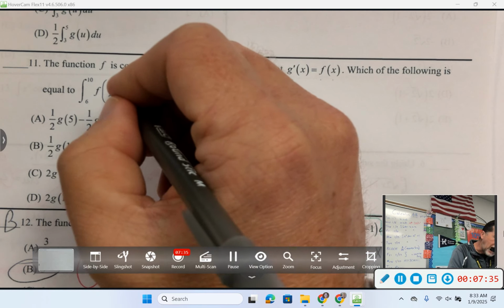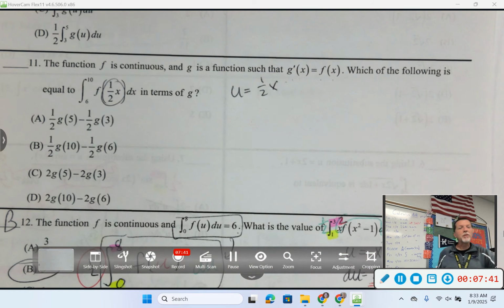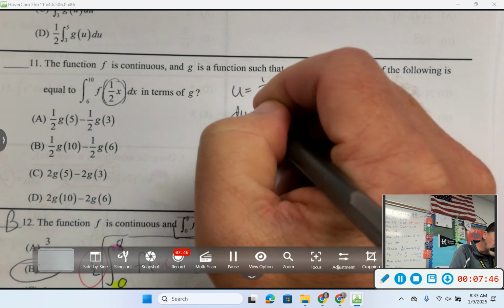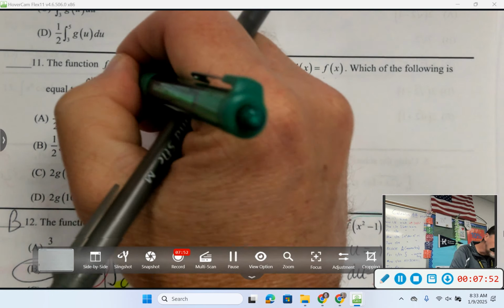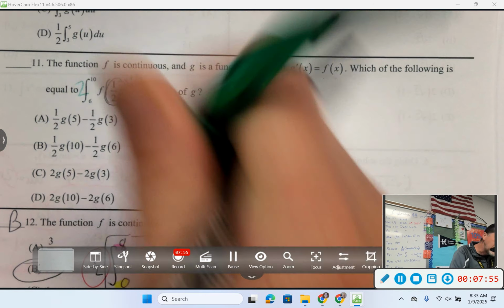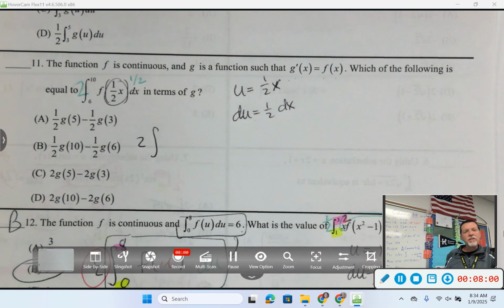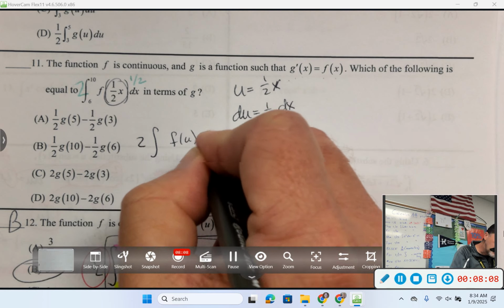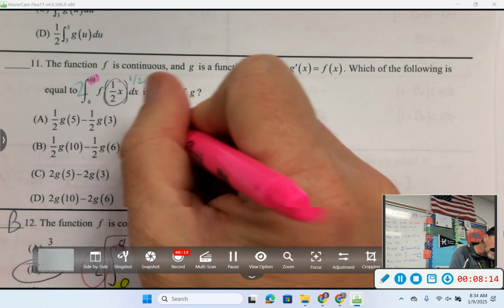But I need to fix this 1/2 business. I don't know that I would remember to do this, except that I'm in the u substitution section, so I'm guessing du then is 1/2 dx. So I need a 1/2 on the dx, which means I need a 2 out front. I'm in the process of switching over, so I don't want to write those limits down yet. 6 and 10 are x limits. I need u limits. So f of u du.